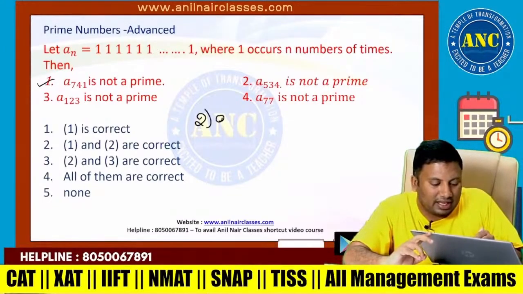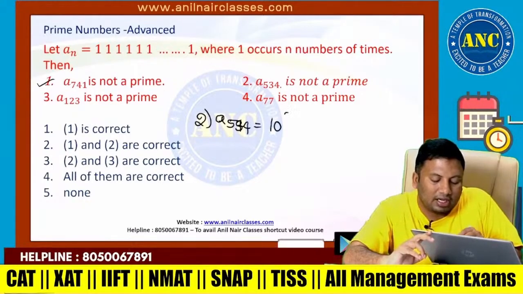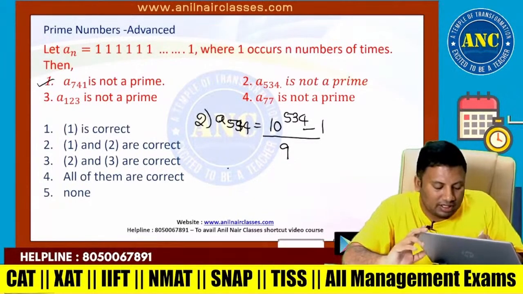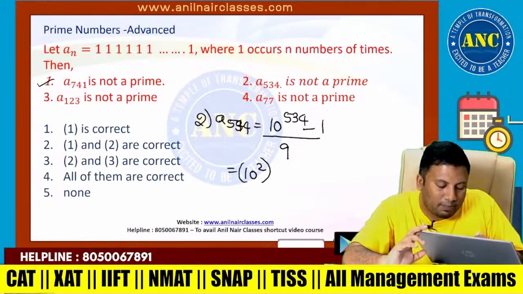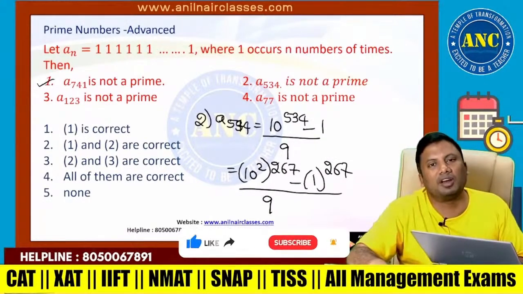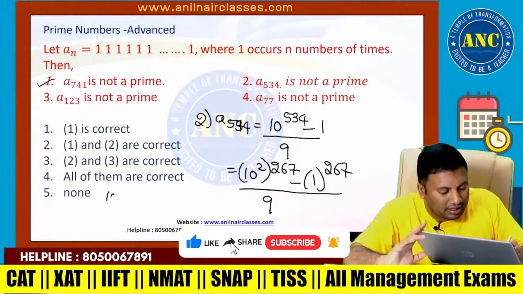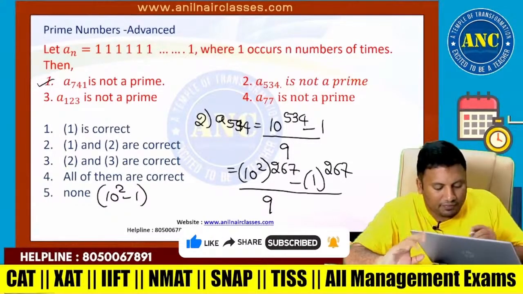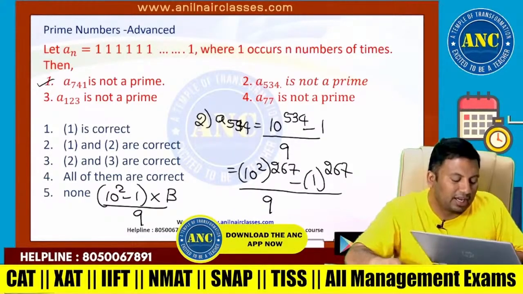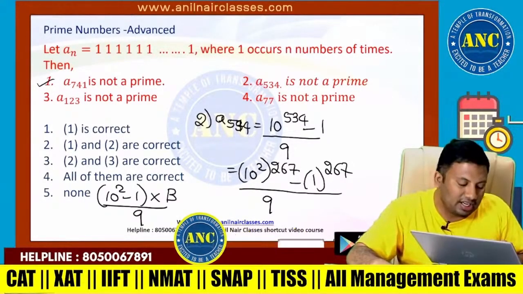Suppose I take A534. It is nothing but (10^534 minus 1) divided by (9 minus 1). This is nothing but (10 square) power 267 minus 1 power 267, divided by 9. Are you all with me? So again it is nothing but (10 square minus 1), a power n minus b power n, into some number, divided by 9.